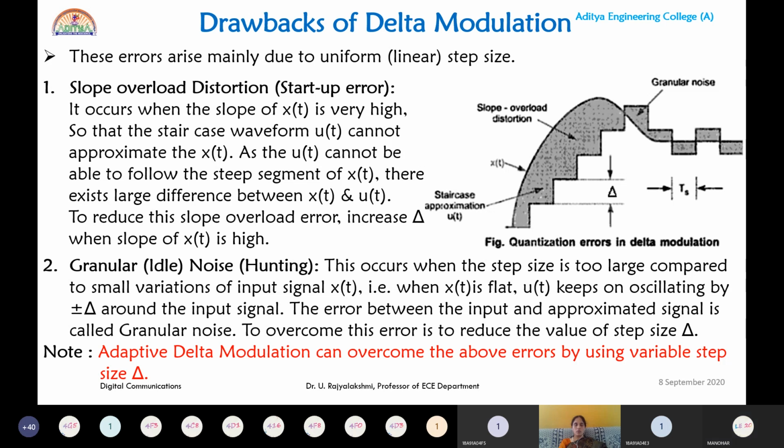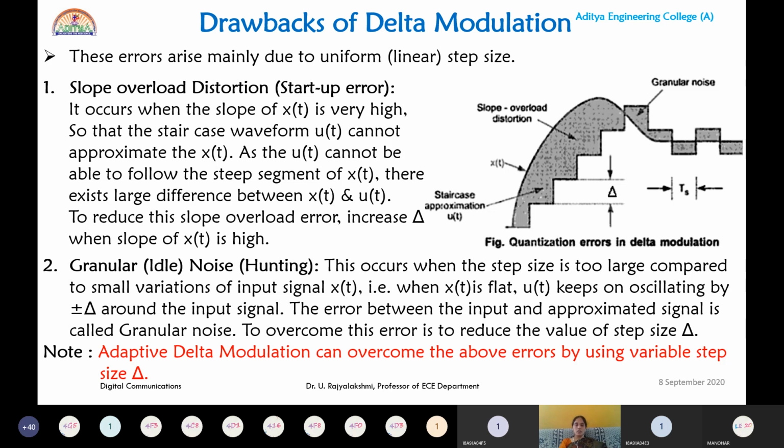To avoid slope overload distortion, please increase the value of delta so that u of t can approximate x of t. And when x of t is almost flat, or when you have minute amplitude variations of x of t, then please reduce the step size so that our waveform u of t can properly follow x of t.